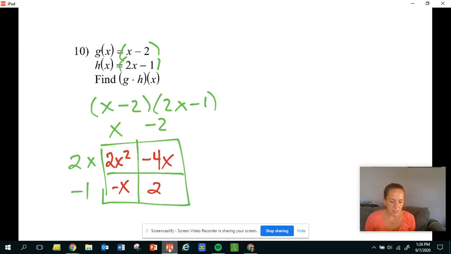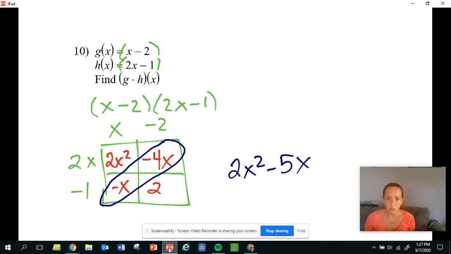Another reason why this one's nice is because in general, your like terms are diagonal from each other. So when I combine like terms, I'll get 2x squared minus 5x because that's like a 1. So I just add those together to get negative 5. And then plus 2. Final answer.